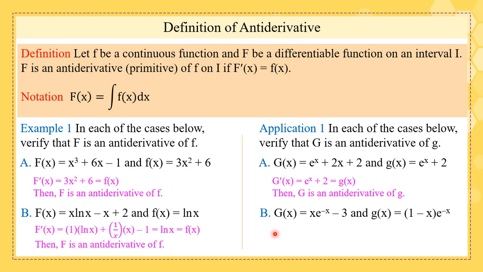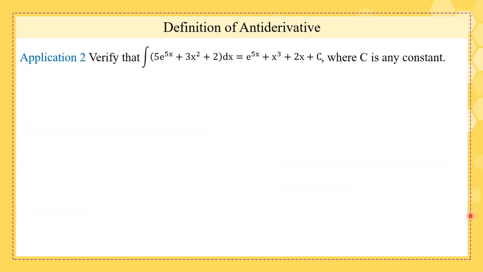Pause the video and show that capital G of x is an antiderivative of small g of x. Application: verify that the integral of 5e^(5x) plus 3x squared plus 2 dx equals e^(5x) plus x cubed plus 2x plus c, where c is any constant. Pause the video, then solve.